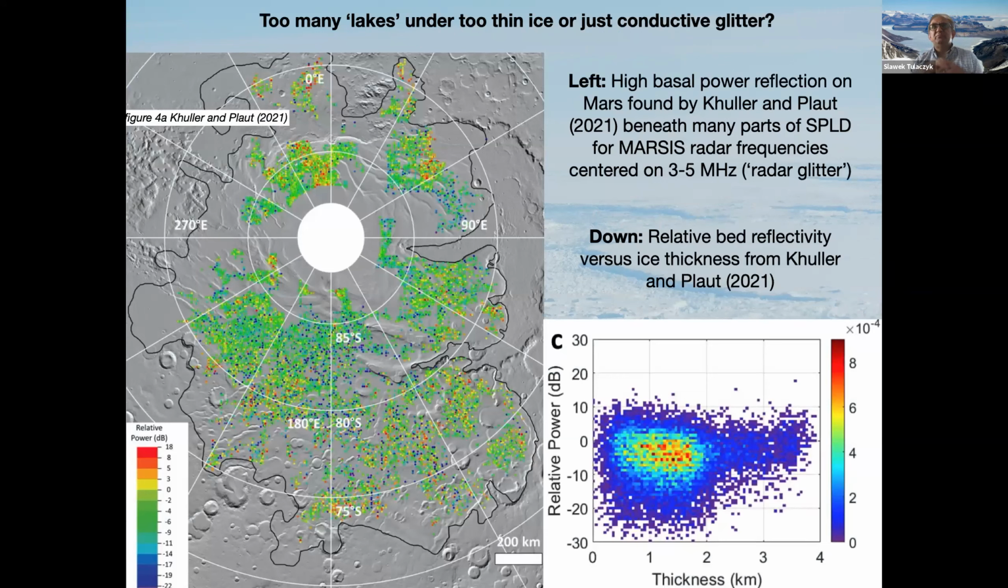The other problem that popped out from one of the recent papers is that you have so much high reflectivity beneath the South Polar layered deposits, including very close to the margin, including under very thin ice. This is a scatter plot of these reflectivities showing that you can have high reflectivities beneath ice that's less than a kilometer thick, which would only increase the problem: if you want to explain these high reflectivities with water present beneath the ice on Mars, how do you keep that from freezing when the ambient temperatures are like 160 or 170 Kelvin?